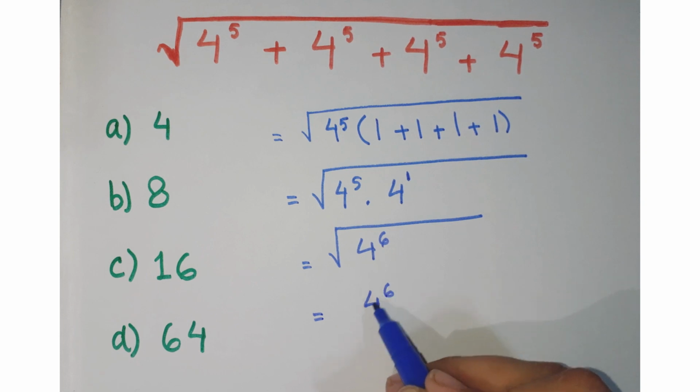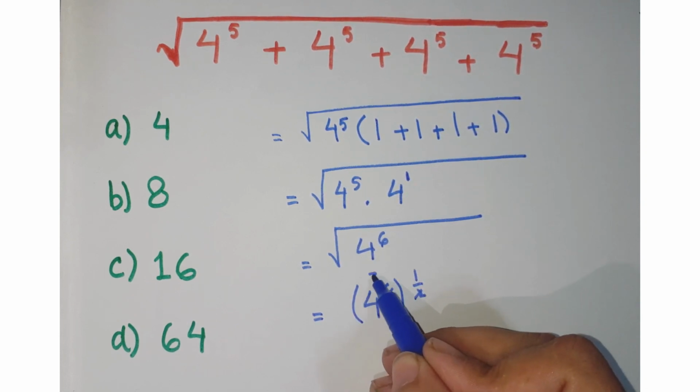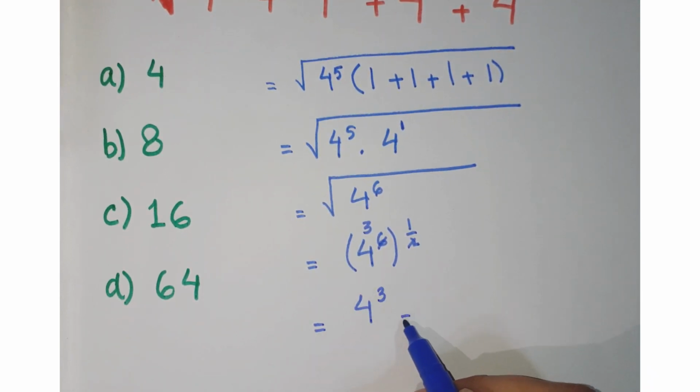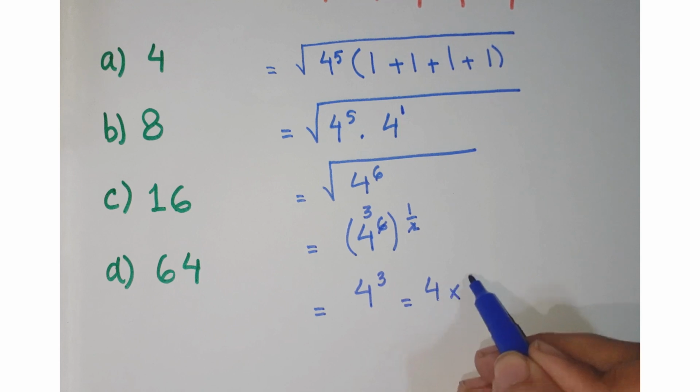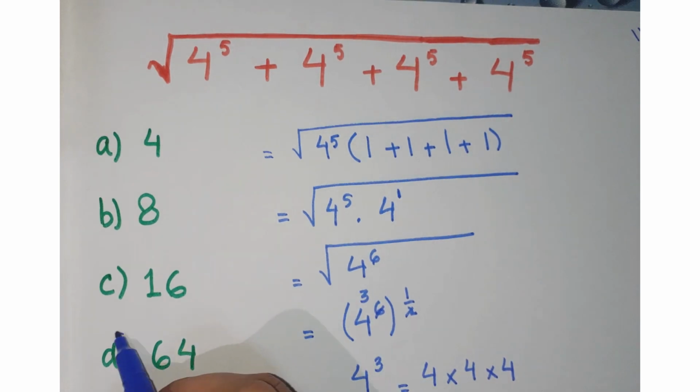Now, removing the root, put the power of 1 over 2. So, this 2, this 3 get cancelled. So, you get 4 to the power 3. This is equals to 4 into 4 into 4, and that makes 64. So, the correct option is option D.